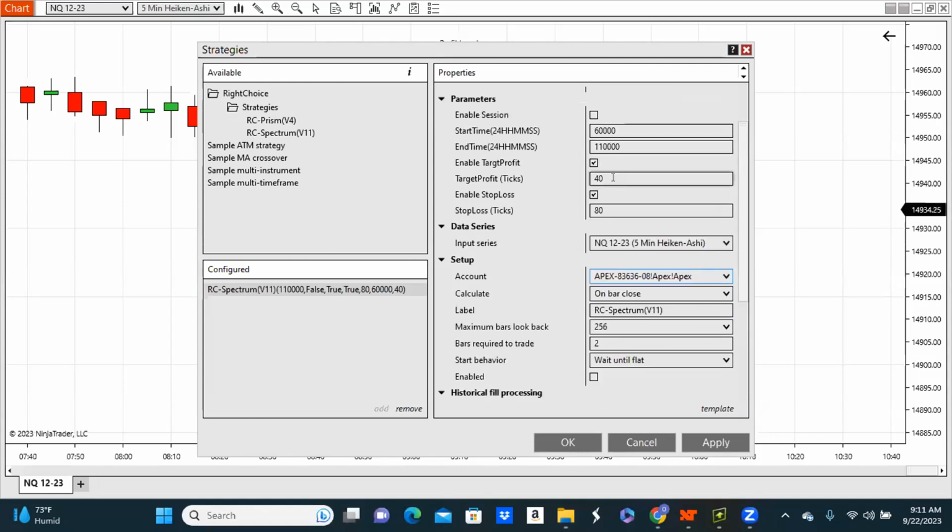So I'm enabling now with 4080. So TP and stop loss, do you recommend this or remove that? Yeah, it is good. Yeah. Okay.